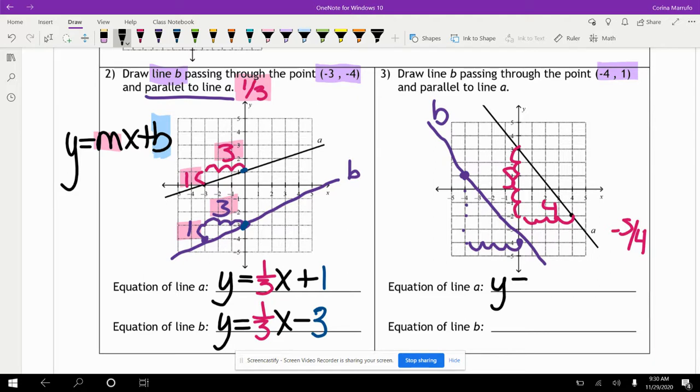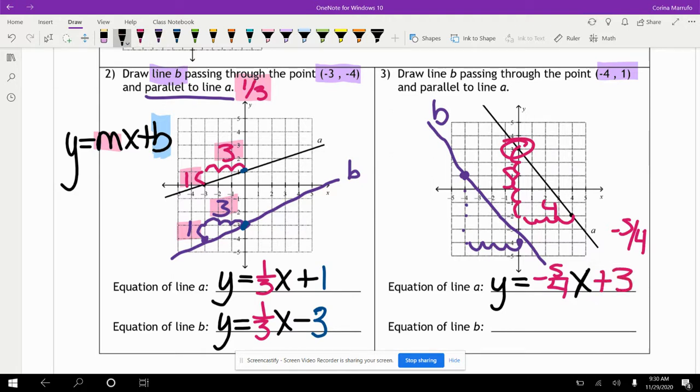So for line A, it's going to be y equals, our slope is -5/4. And then we're going to put the x and then plus b. Okay, and here our b is our y-intercept. And our y-intercept for line A is going to be a +3, so +3.